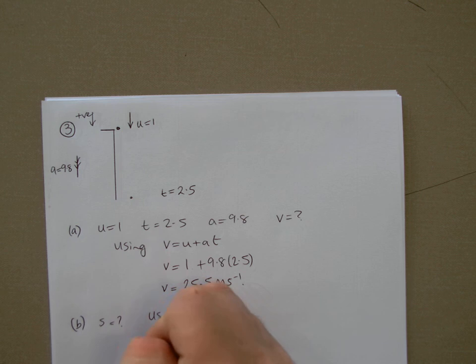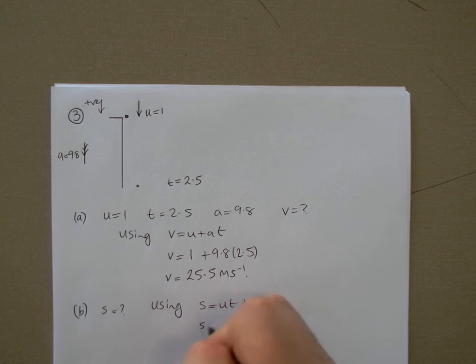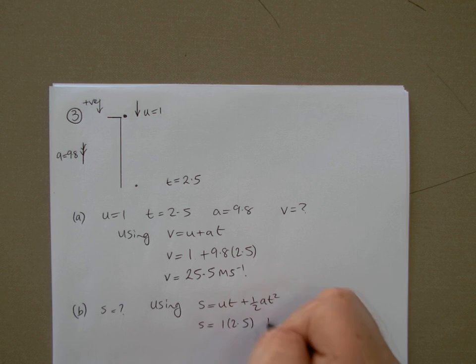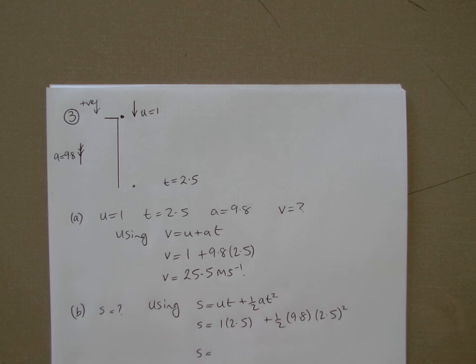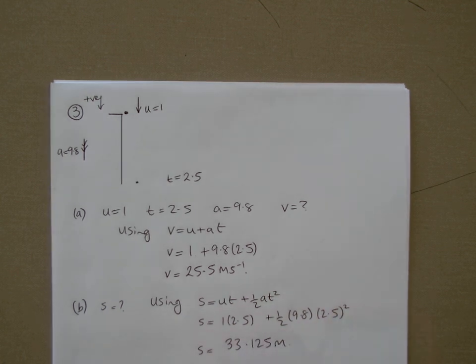We can use s equals ut plus half at squared. Okay, so s will equal u, which is 1, t, which is 2.5, plus half, a, which is 9.8, and t again 2.5, and we've got to square that then. So it's the case then of putting all that into my calculator. Okay, and we'll get our answer to be, well, we've done this right, 33.125, and that's measured in meters, yeah?